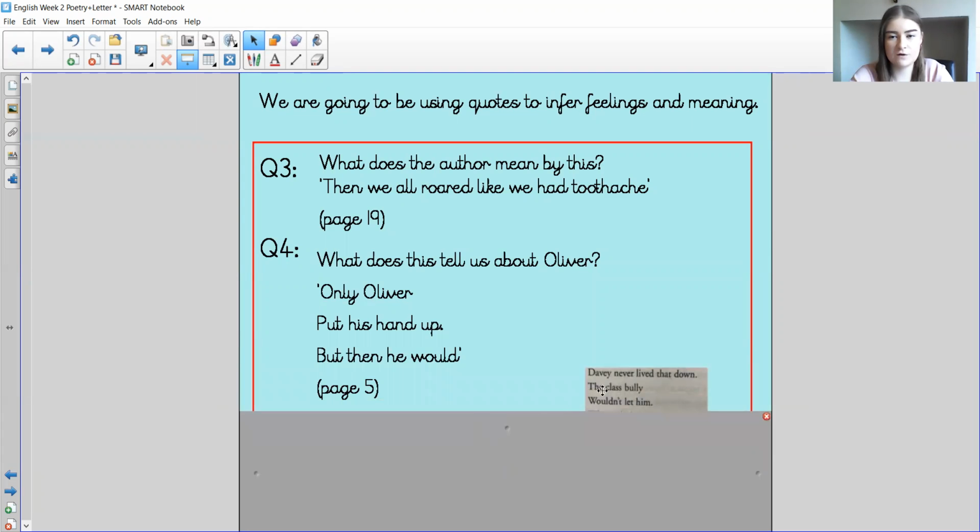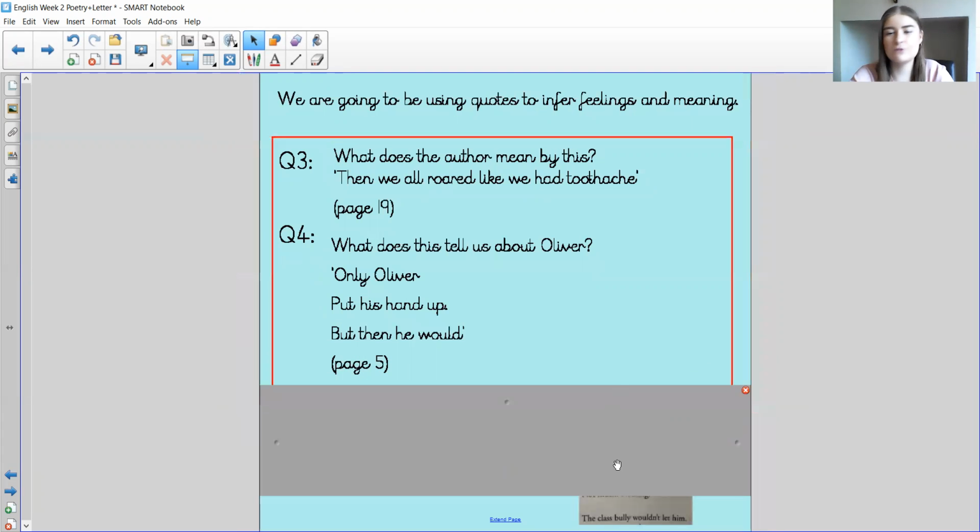Okay. Let's move this. Don't need it yet. Oh, and there it's poking out the bottom now. Anyway, so we're going back to the start of the book now, page 5. And again, guess what? I'm going to read around the quote.